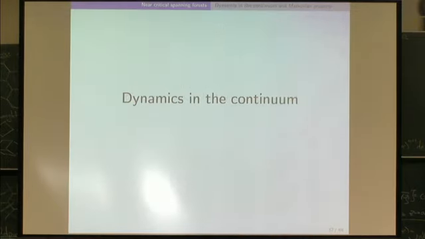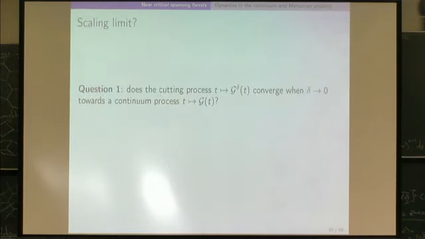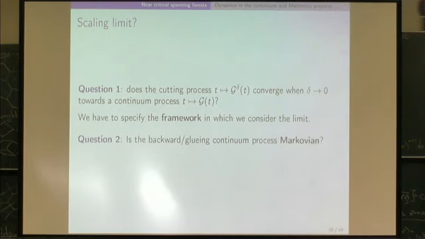Okay, so let me explain what's happening in the continuum now. What are the natural questions here? First, if we take our cutting process, does it converge towards some object, like we have seen for the percolation model? As for percolation, we have to specify a good framework in which we'd like to consider the limit. And then the second question is about this backward dynamics. Is it still Markovian at the limit in the continuum? And can we describe it thanks to a continuum structure graph?